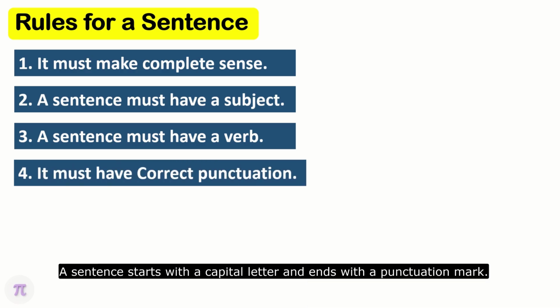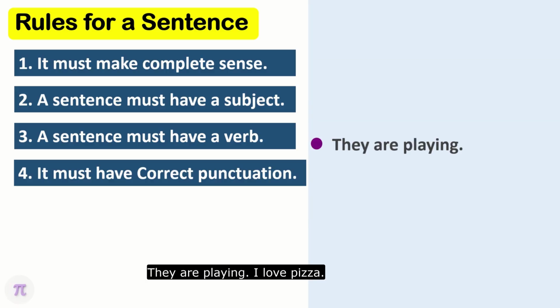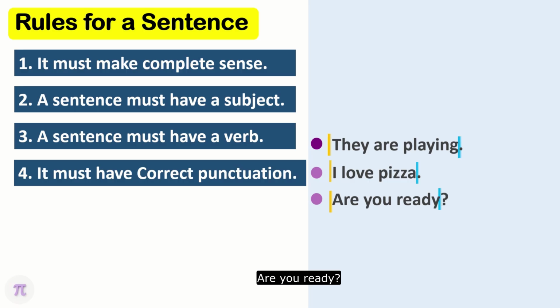A sentence starts with a capital letter and ends with a punctuation mark. They are playing. I love pizza. Are you ready?